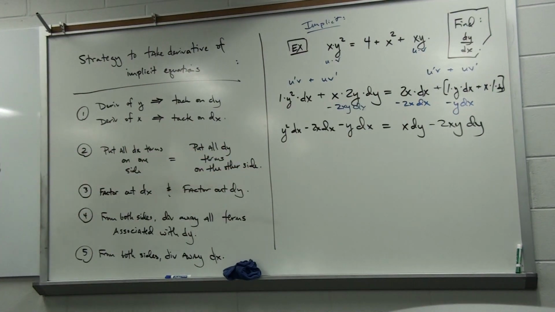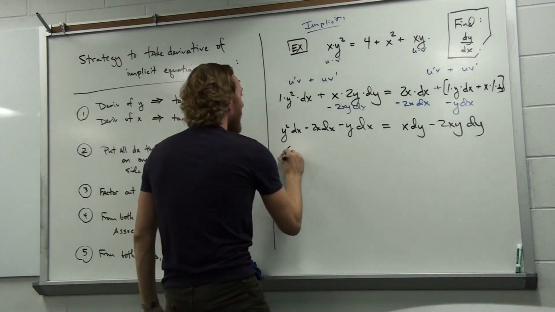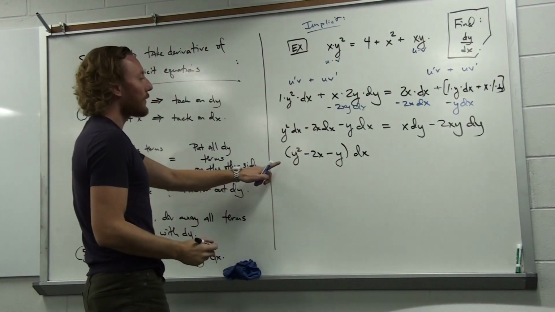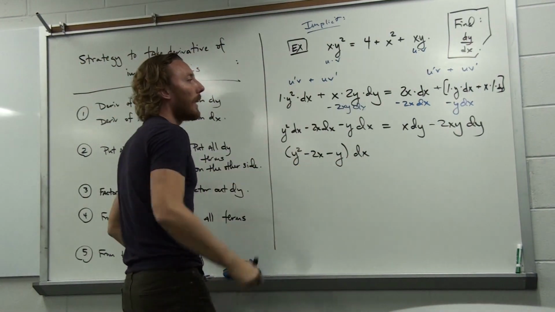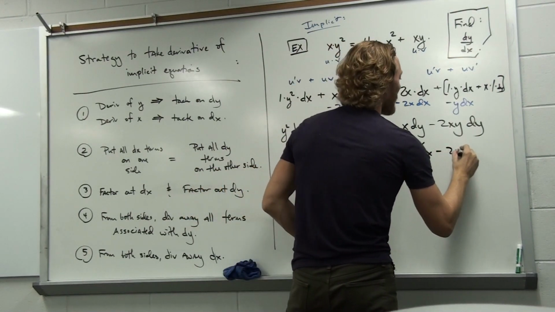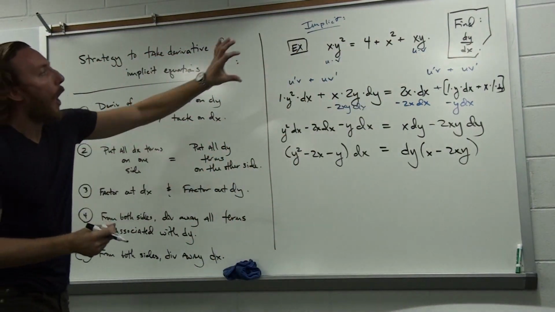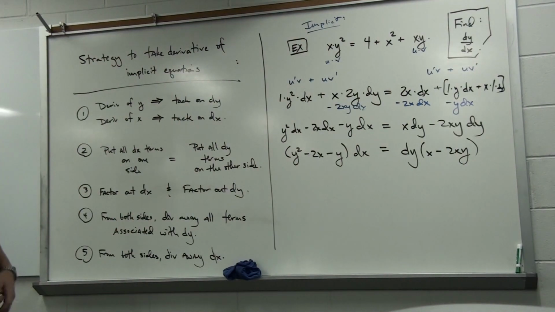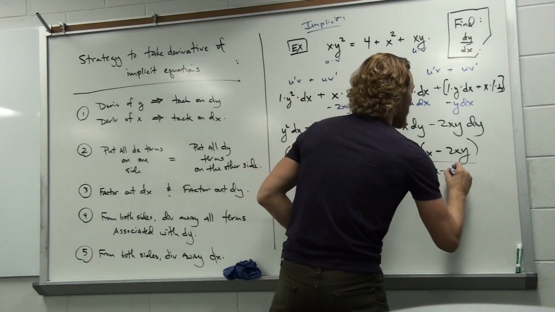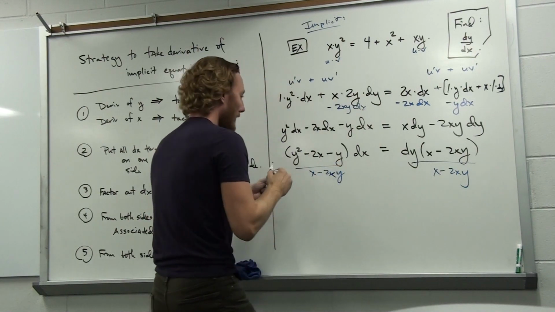With all of our dx terms on one side and all of our dy terms on the other, we can factor out the dx on the one side. The dx was multiplied by a y squared, a minus 2x, and a minus y. We can also factor out all the dy terms on the other side. That's going to be an x minus 2xy. And now we've got dx and dy by themselves, almost a dy over dx expression. How can we get a dy over dx expression? Let's get the dy by itself by dividing both sides by x minus 2xy. Got to do the same thing to both sides in order to keep the equation valid.